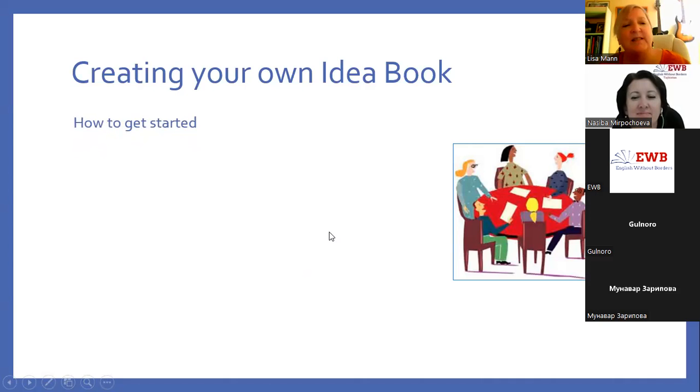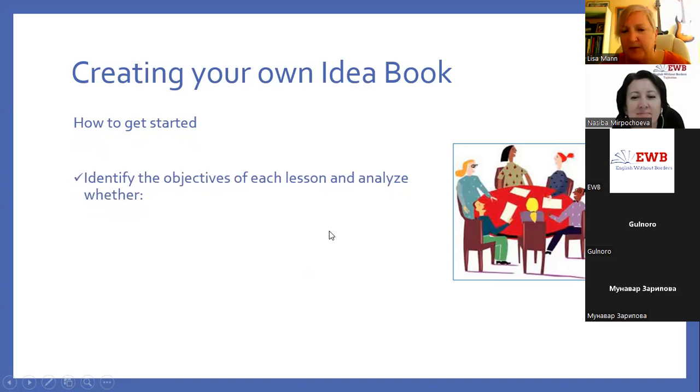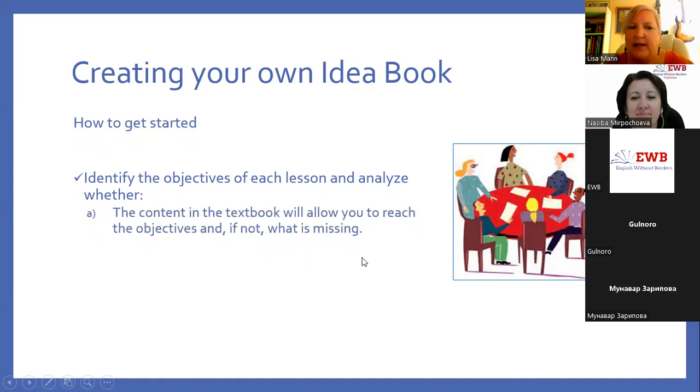So the best way to get started is to just start thinking about your objectives. What are you supposed to, or do you want to achieve in each of the lessons? And you want to analyze whether the content of your textbook will allow you to achieve your objective. And if not, what's missing? Maybe there's not enough practice in speaking to achieve a speaking objective. Maybe there's not enough writing practice. Think about what you need to add.